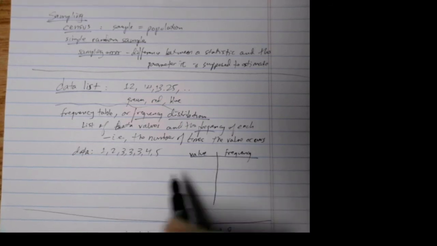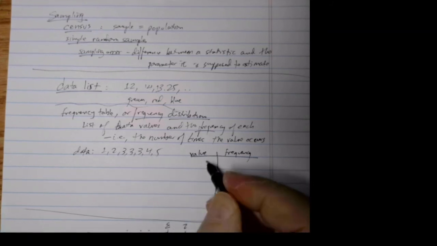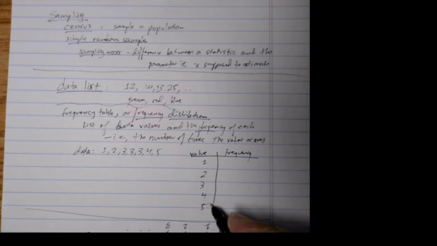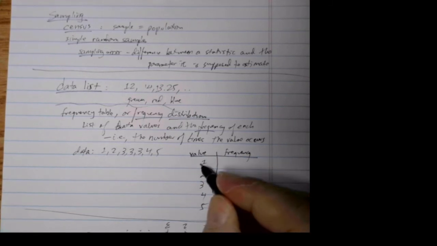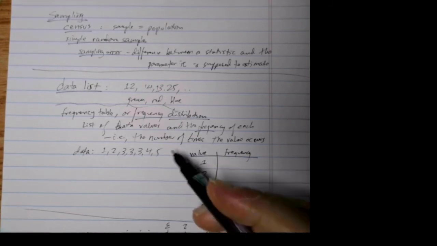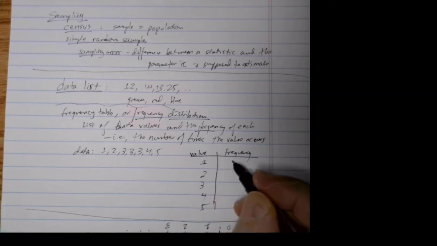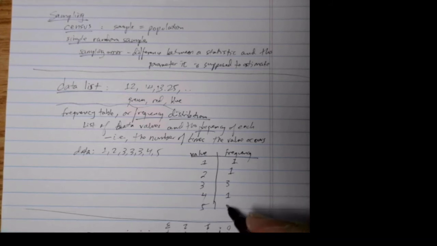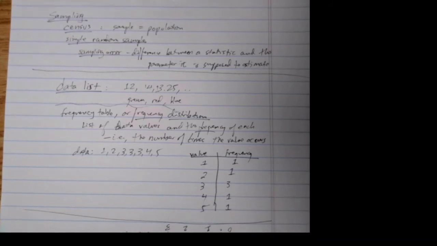In the value column, you'd list each separate value that occurred: 1, 2, 3, 4, 5. And in the frequency column, next to each value, you'd list its frequency, the number of times it occurred. So there's one 1, one 2, there are three 3s, one 4, and one 5. And that would be a frequency distribution.